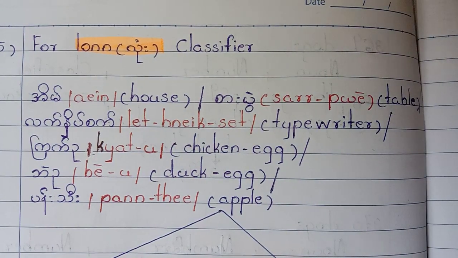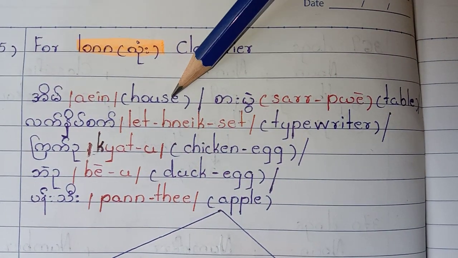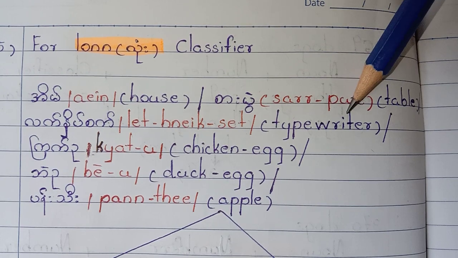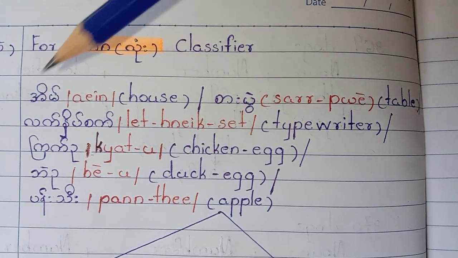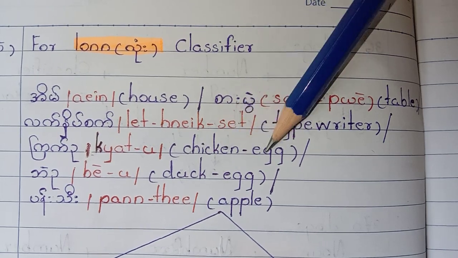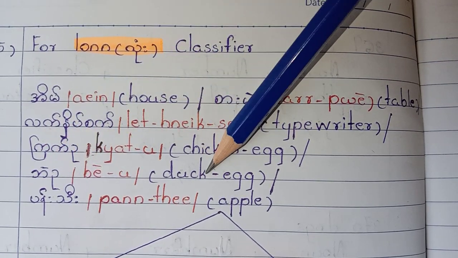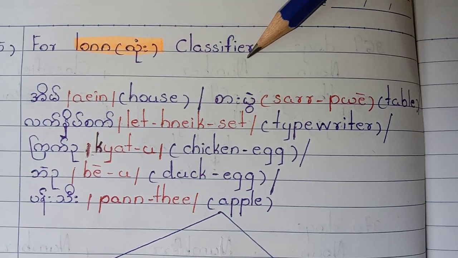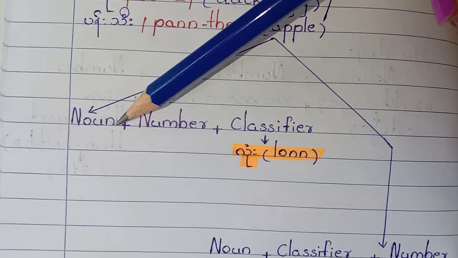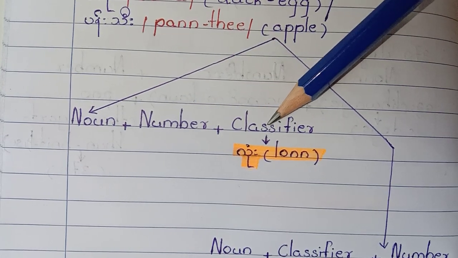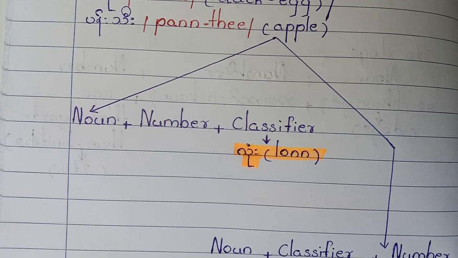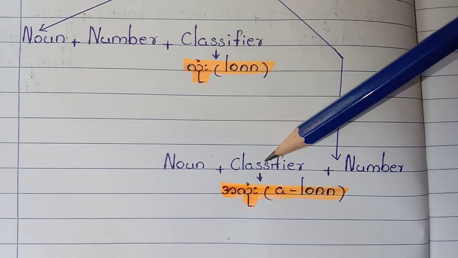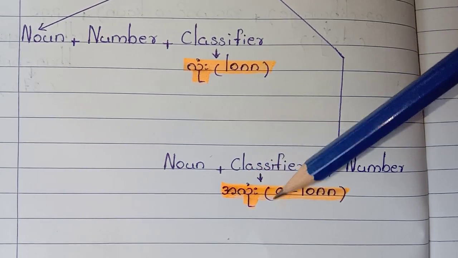Long classifiers. A is house, subway is table, lanesa is typewriter, zeu is chicken, beu is duck, bandy is apple. For these, you have to use the long classifier. Noun plus number plus classifier, the classifier has to be long. Part B, noun plus classifier plus number, the classifier has to be along.